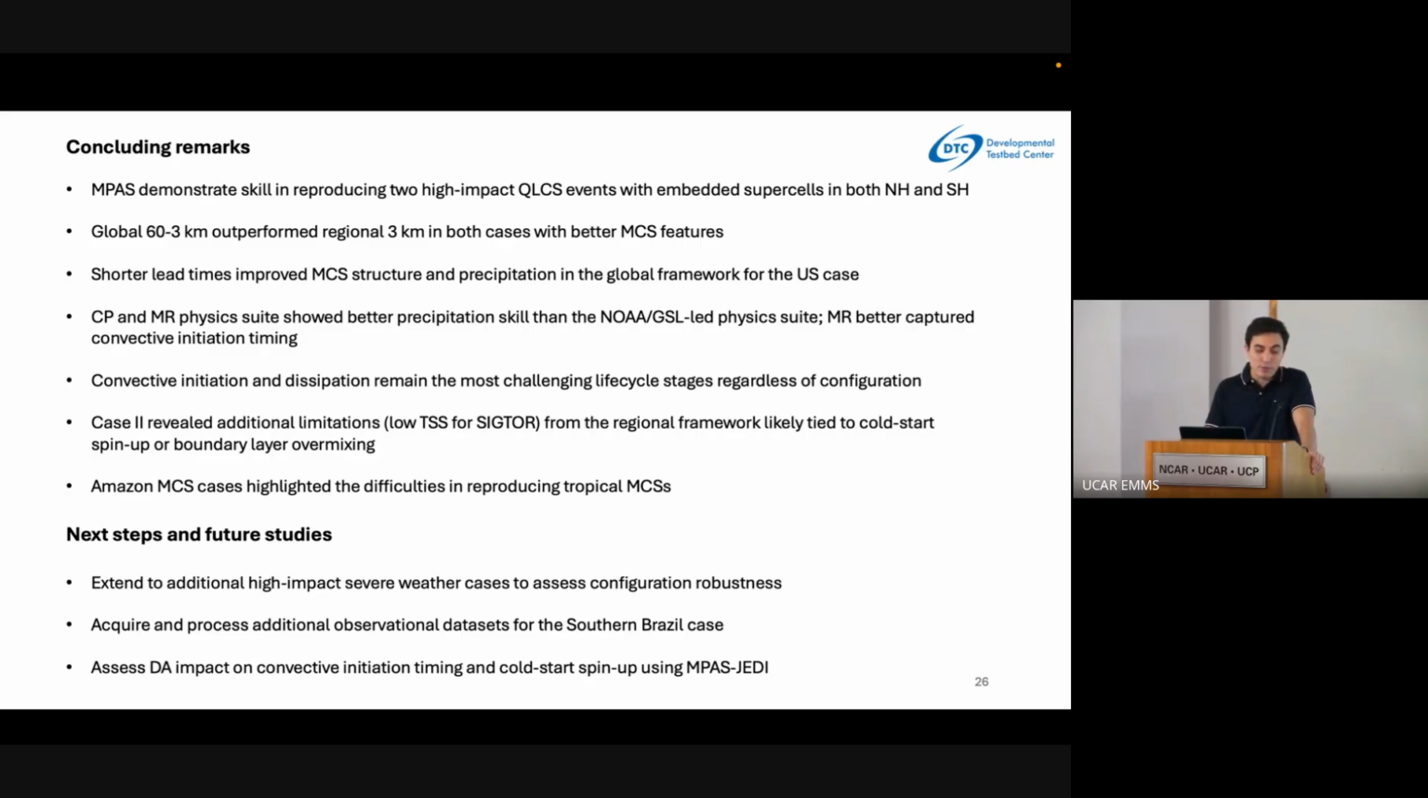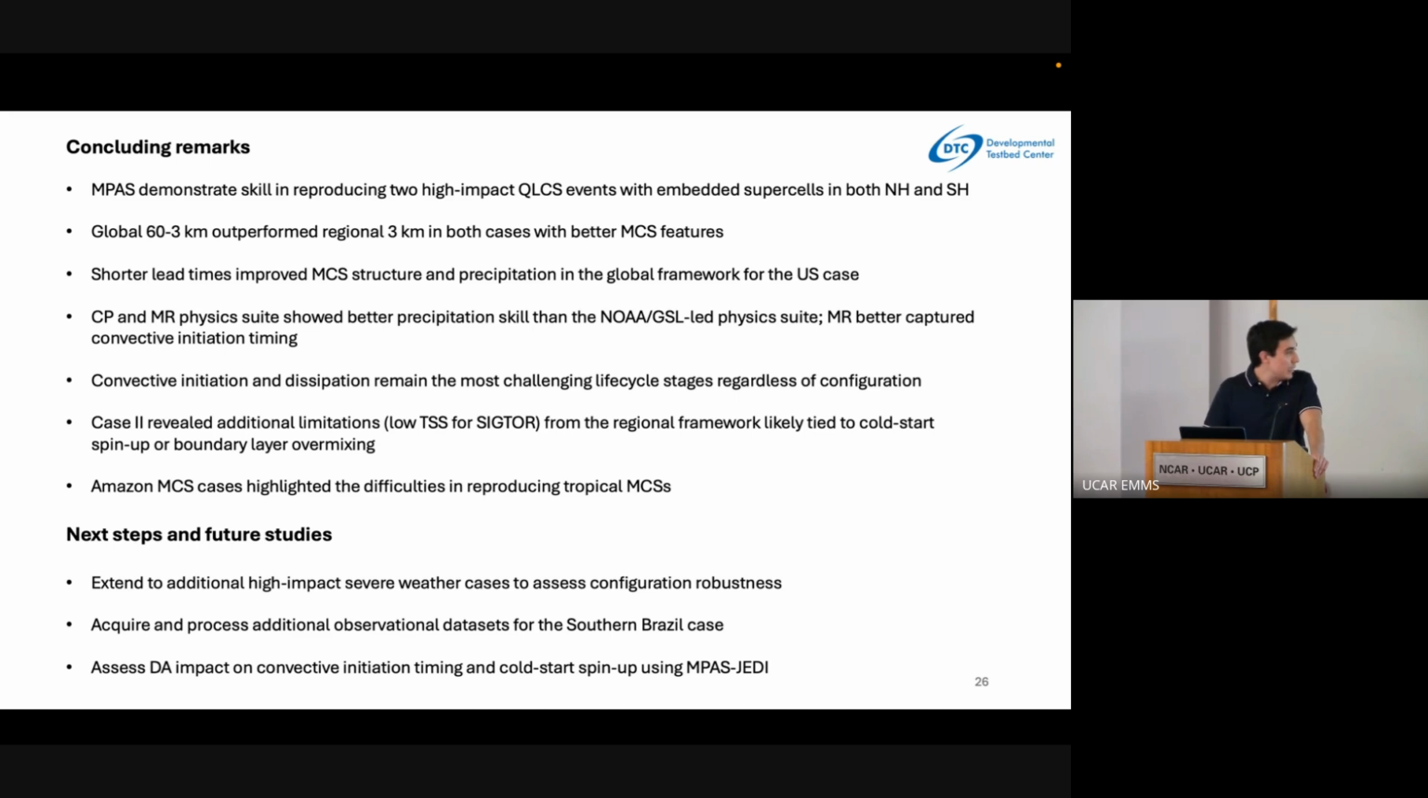And I'd say that the best approach to conduct analysis using Amazon MCS cases is conducting a long-term simulation and evaluating the model statistically. So some next steps in future studies would be extending this analysis to other high-impact severe weather cases to assess configuration robustness. And we have some issues with the Southern Brazil case data. That data is preliminary, and we are working with folks over there to get it.